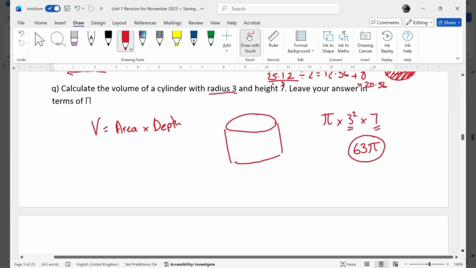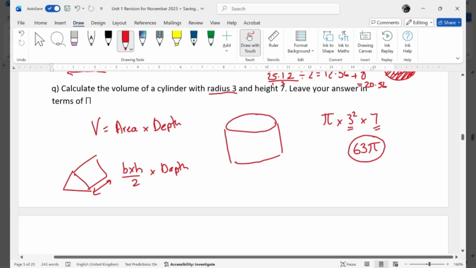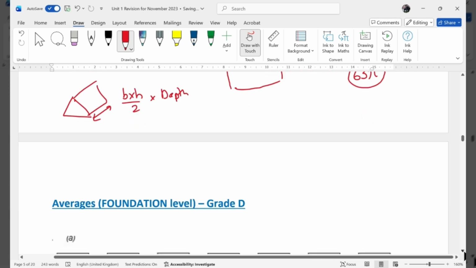Be prepared for, if it was this shape, same thing, but the area would be the area of a triangle. Then you would times it by this depth here. Okay? And a cuboid then exactly the same. So you're all right with basic shapes like that.